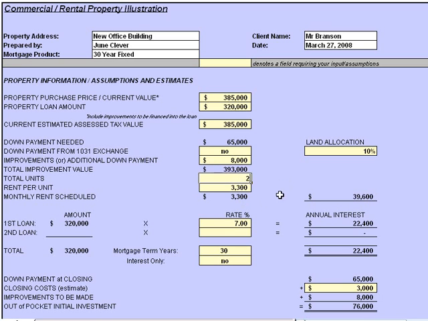Now the rent that's scheduled for this property, it's a single unit. Let's just say it's 2. I can change that. And the rent per unit is $3,300. So now I can see that I have $6,600 in total rent coming in.